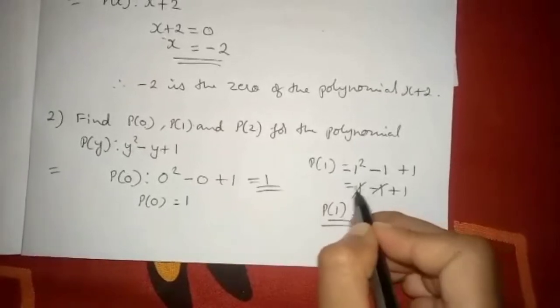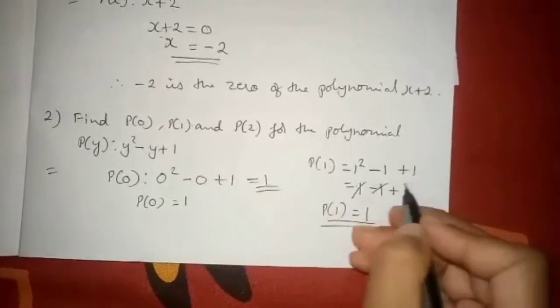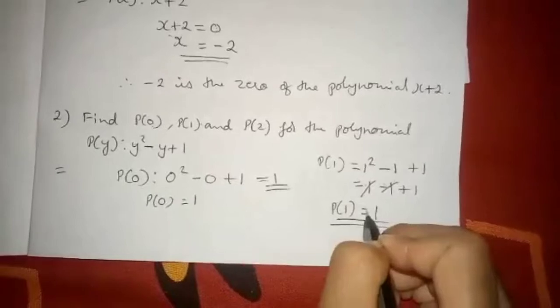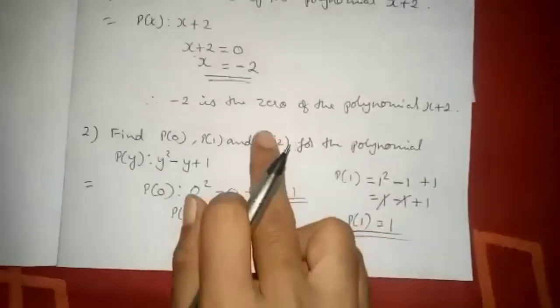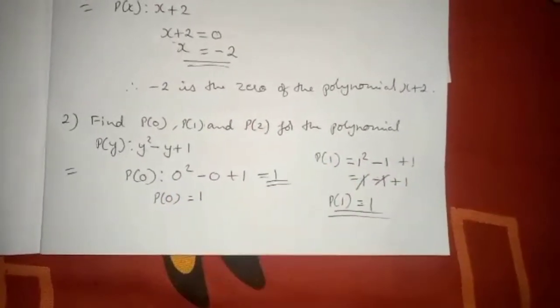So here you got it, right? 1 minus 1 is 0, 0 plus 1 is 1. P of 1 is equal to 1 itself. Next we will find p of 2.